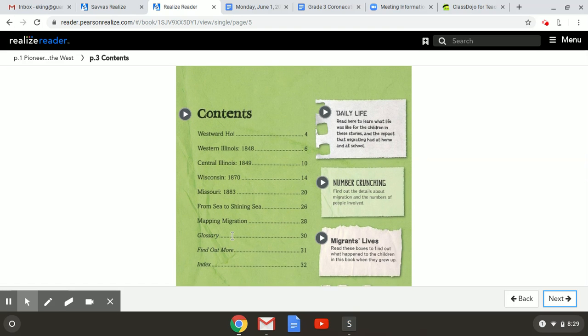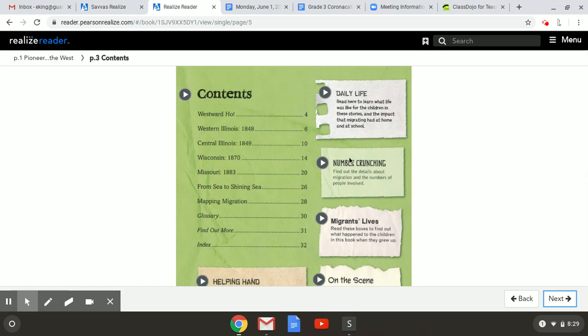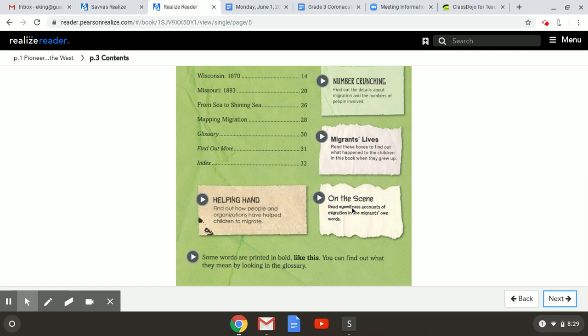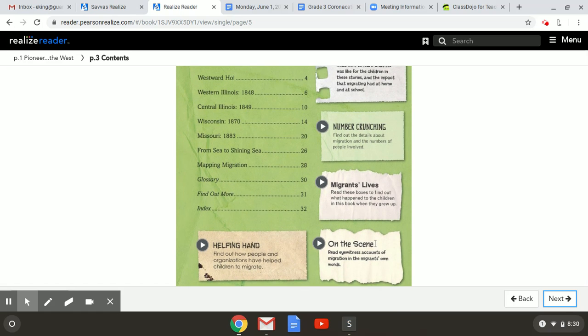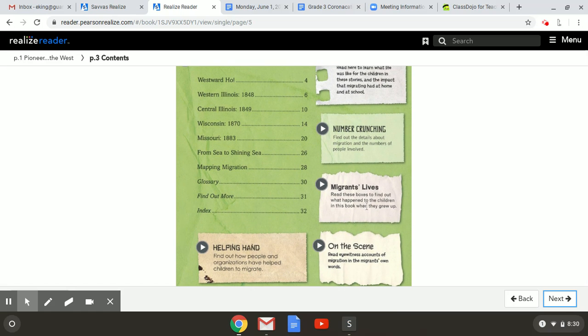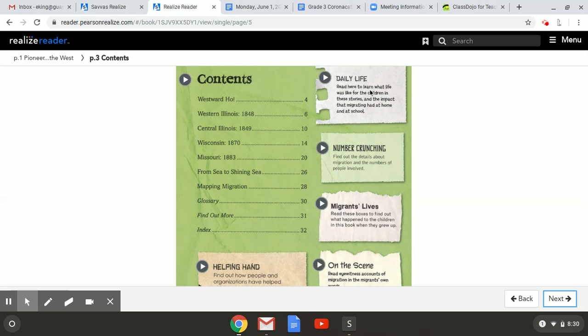Now, each time we see a piece of paper, these are going to be the headings on each piece of paper. So the author uses different types of paper for different text features so that we can tell the difference between each text feature. He also uses different types of paper to make each text feature stand out more. So like daily life, that stands out to me. I know this is about daily life because it has the ripped edge. Number crunching is green paper, so this has to do with numbers around that time.